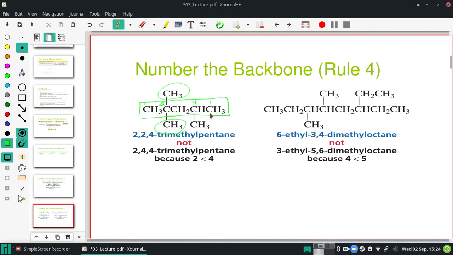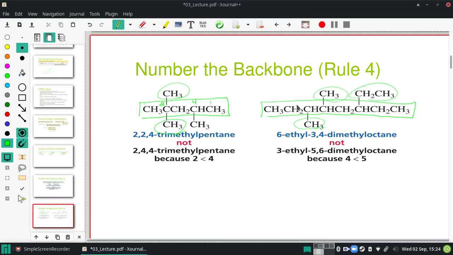There we go. So I have a methyl and a methyl and a methyl. 2,2,4-trimethylpentane. All right, and on this other one, we're going to do that exact same thing. There's your backbone. We have methyl and methyl and ethyl.